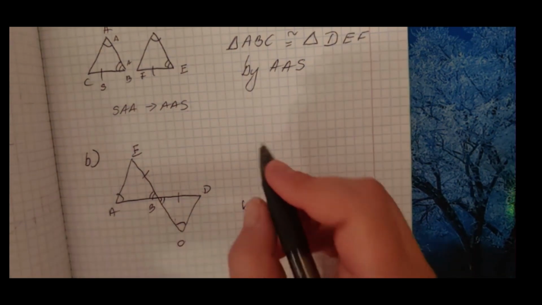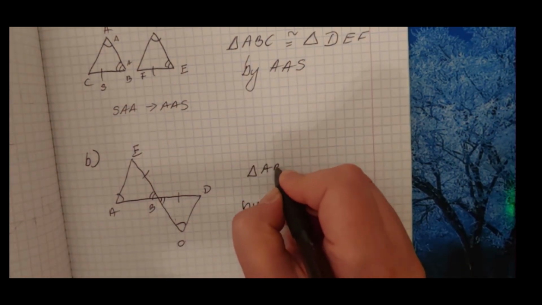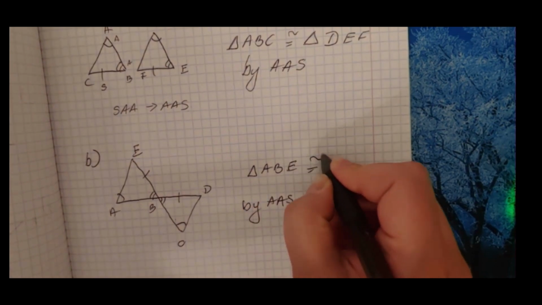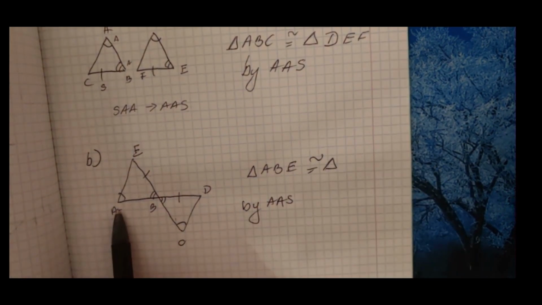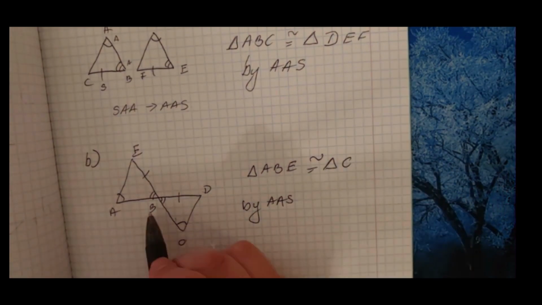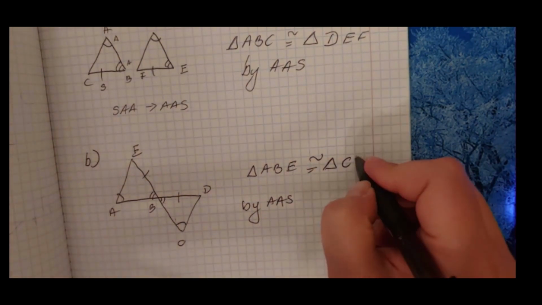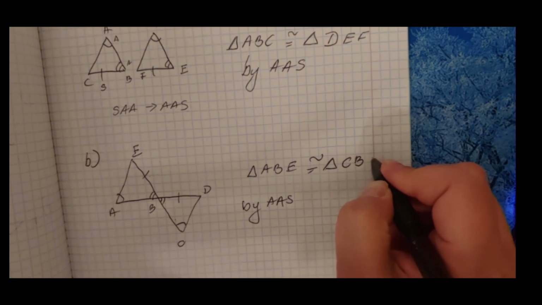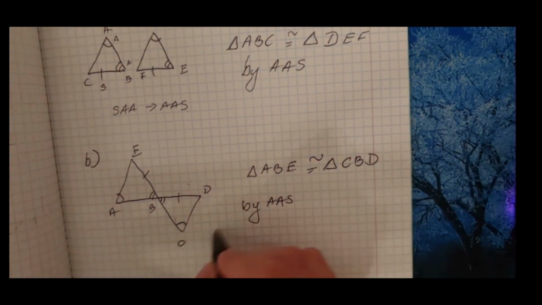And let's say triangle ABE is congruent to triangle what? Well, A goes with C because it has one arc. B goes with B, it's the vertical angle, and the last one that is left in this triangle is D.